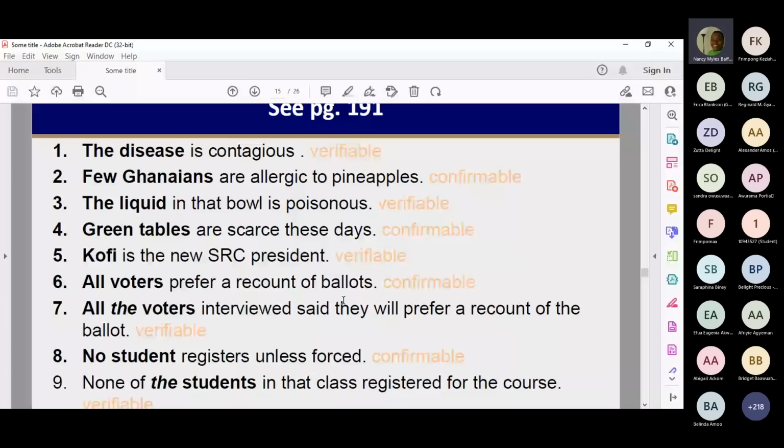One is making a very directly testable statement. The other one is speaking like he's God. So look at them again. 6 says all voters prefer a recount of ballots.